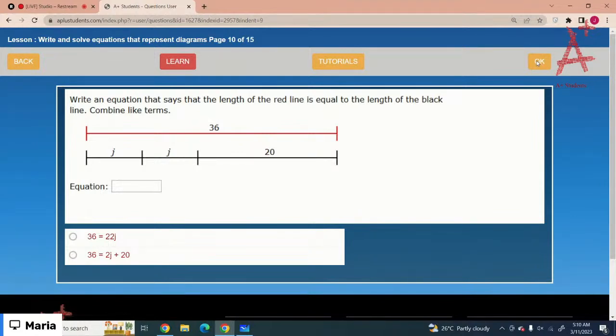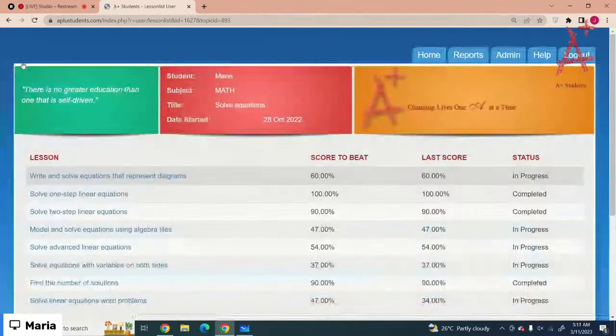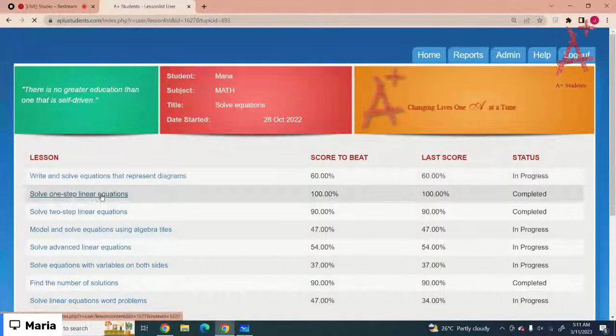Okay, you can complete the test by yourself later today. Let me just move on to the next lesson. So if you need more help with the lesson, you can contact any tutor on the Skype. They are available from Monday to Friday 5 to 9. Got it? Okay, the next lesson is solve one step linear equations. So let's just start with the next lesson.